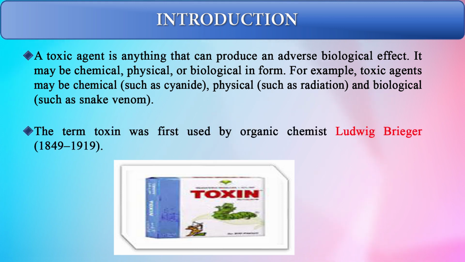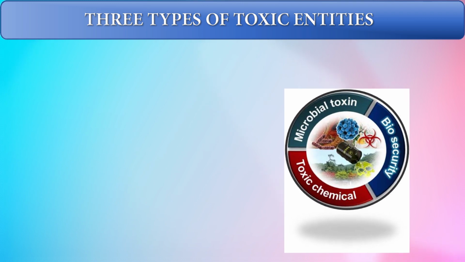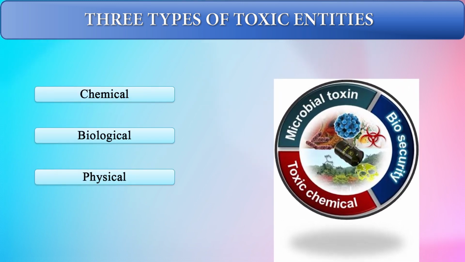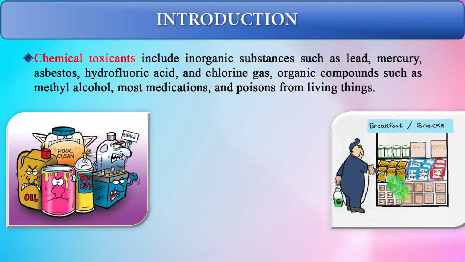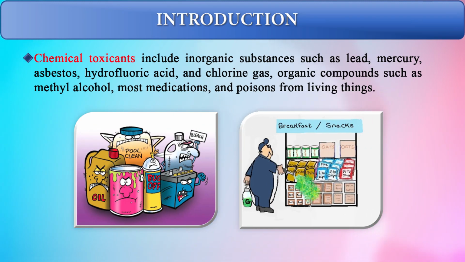The term toxin was first used by organic chemist Ludwig Brieger in 1849. There are three types of toxic entities: one is chemical, second is biological, third is physical. The chemical toxicants include inorganic substances such as lead, mercury, asbestos, hydrofluoric acid, chlorine gas, and organic compounds such as methyl alcohol, most medications and poisons from living things.